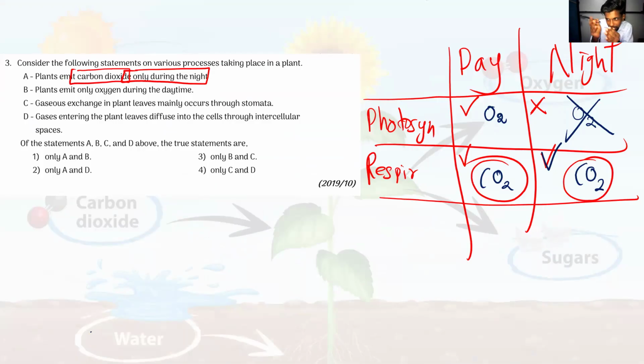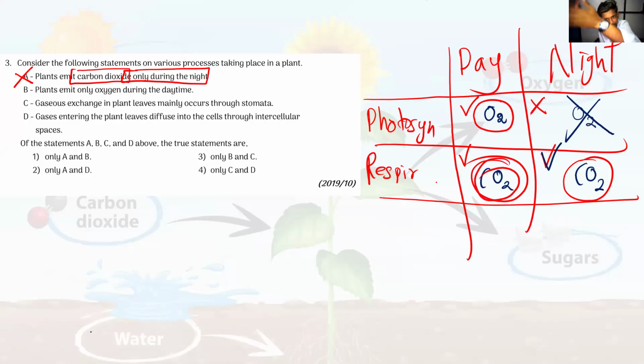Both during the daytime and the night time, plants release carbon dioxide. So that statement is wrong. And the second one, plants emit only oxygen during the daytime. No, during the daytime, they release the oxygen and also they release the carbon dioxide.